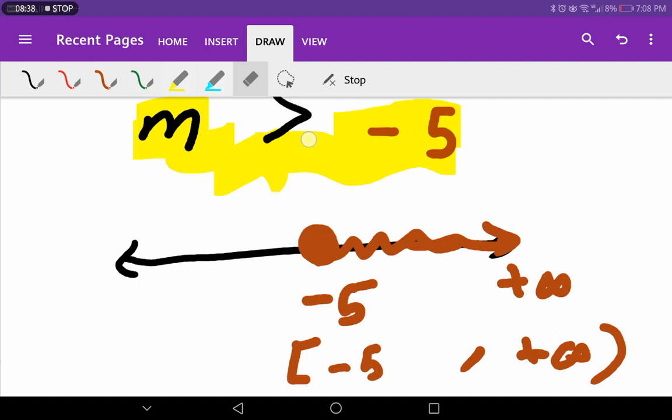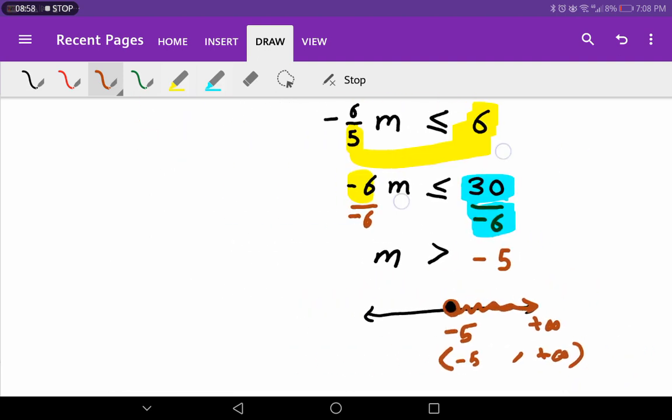Okay, teacher, if you don't have the equal sign in the inequality sign, so you have to make the circle empty, my dear student. You have to make it an empty circle here, and here it will be open, parentheses, not a closed interval. Are you happy with that? This is all, my dear student.